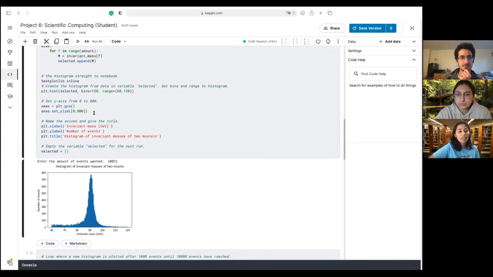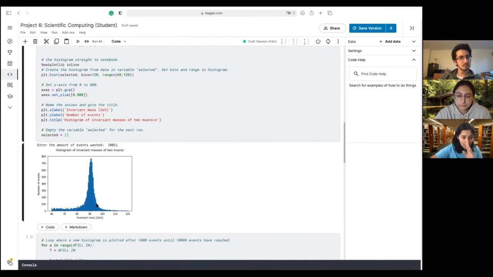So each of these events corresponds to the invariant mass of the particle. We measure the invariant mass of the particle decay, and each event measures a different invariant mass. But what we see here is that most of the measured invariant mass lies around 90. That's why there are around 700 or more events corresponding to that invariant mass, whereas if you look at 70, there are less than 100 events corresponding to that invariant mass.